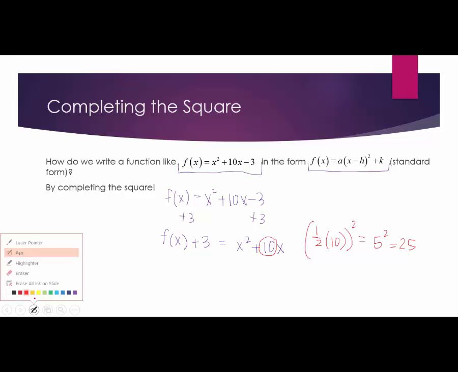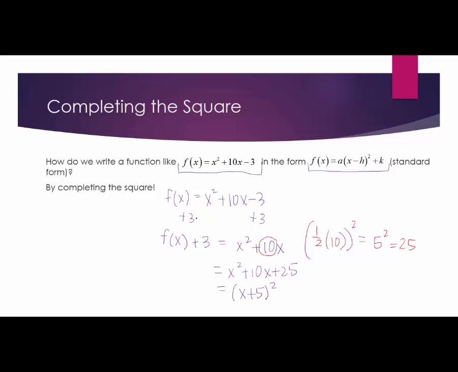25. I can see that if I add 25 on this right-hand side, this is indeed a perfect square trinomial. This is x plus 5 squared. In order to make this equivalent, well, I added 25 over here, so I also have to add 25 on the left-hand side. So this is going to become f of x plus 3 plus 25, or f of x plus 28. I'm almost to standard form. Let's just subtract this 28 back to the other side. So in standard form, I've got f of x equals x plus 5 squared minus 28.